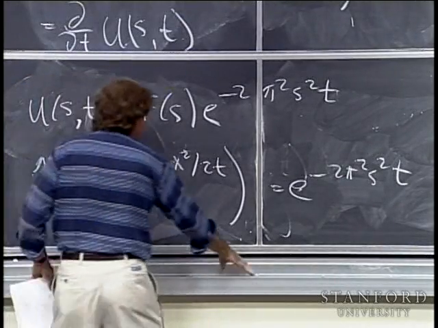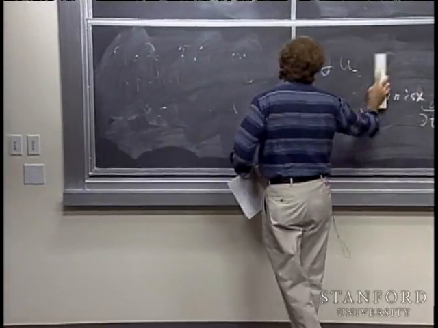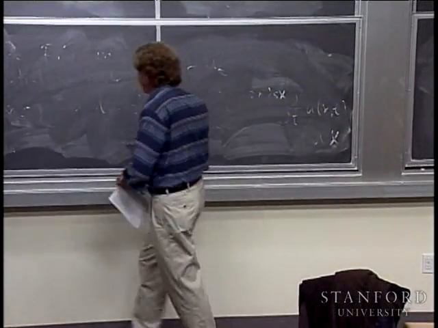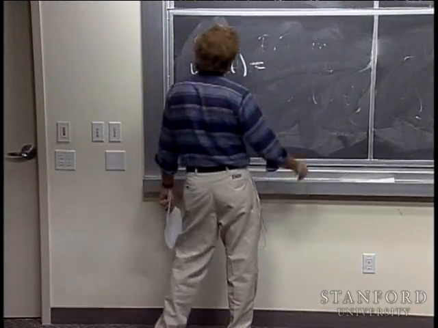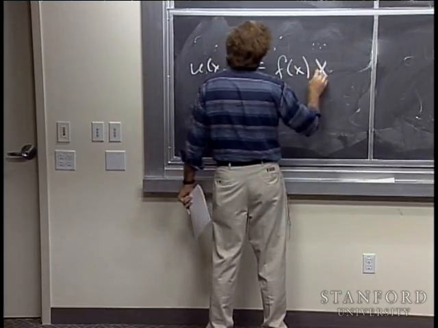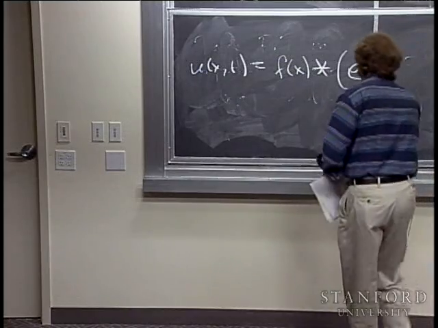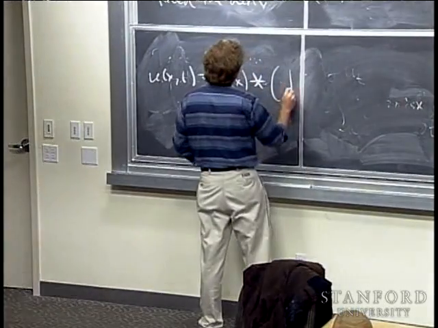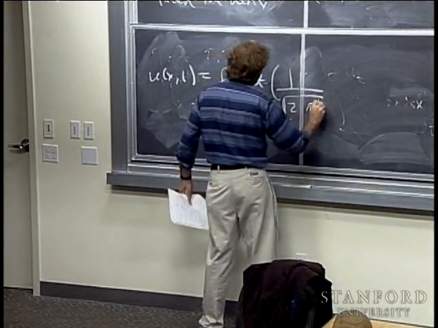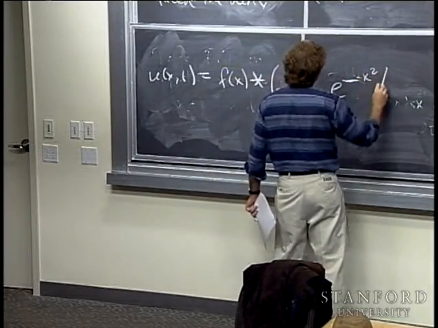All right, so what is the actual form of the solution? The form of the solution then is u of x, t is the convolution. This is so cool. It is f of x convolved with that function, 1 over the square root of 2 pi t times e to the minus x squared over 2t.